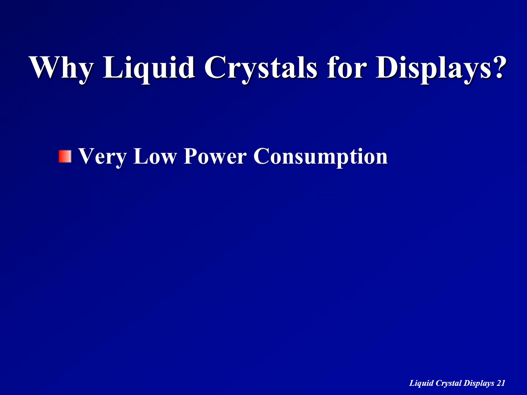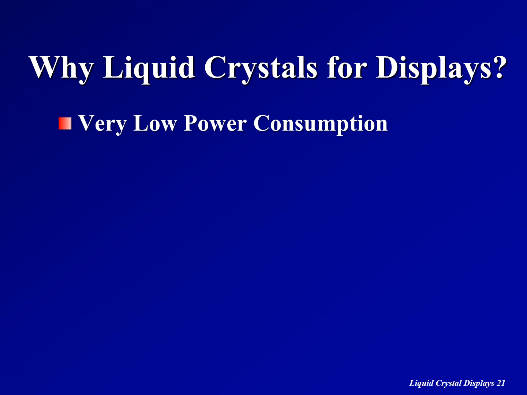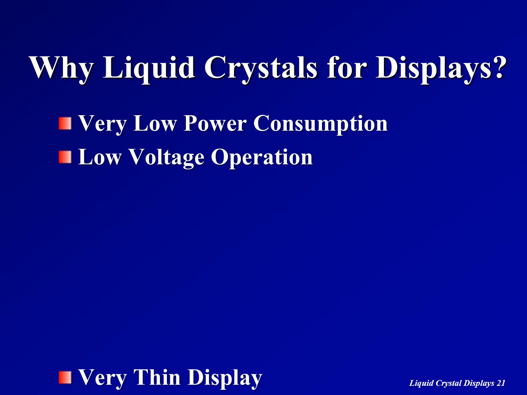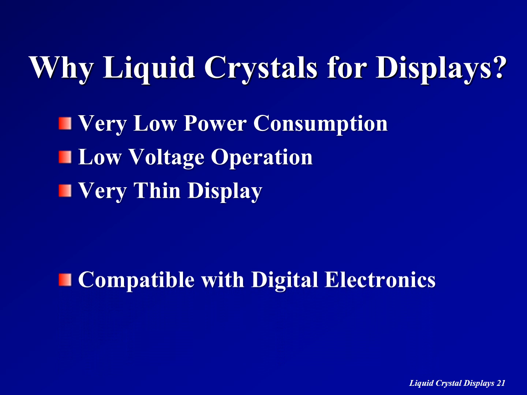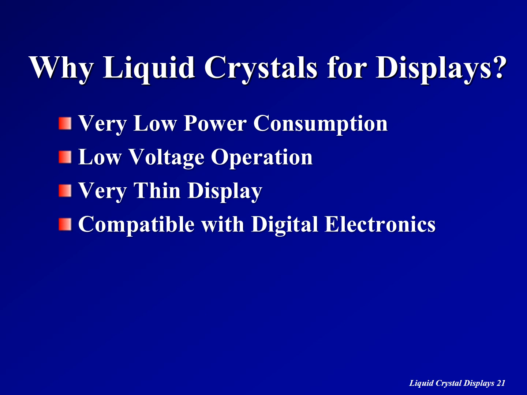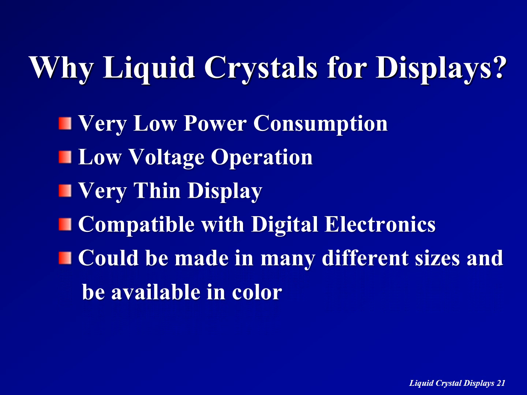Liquid crystals became useful for electronic displays because they offered very low power consumption, making it possible to develop portable devices. The second important feature of liquid crystal displays is their operation at low voltages, making it possible to build battery-operated products. In addition, very thin displays could be made with liquid crystals, offering product designers the opportunity to develop numerous products that did not exist at that time. Liquid crystal displays were also compatible with digital electronics systems, which were also being developed at that time. Finally, displays could be made in many different sizes and could be available in color.